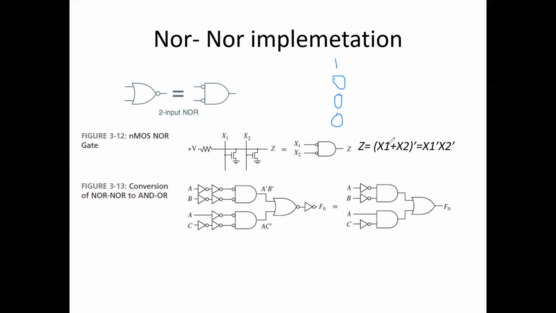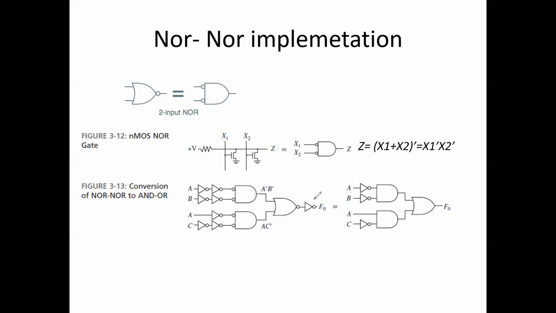So Z is nothing but x1 plus x2 whole bar. NOR means it is the whole bar, which I have written as x1 plus x2 dash here. Using De Morgan's, x1 plus x2 whole bar is x1 bar into x2 bar. So it is nothing but an AND gate with bubbles at the input, wherein it is x1 bar and x2 bar.